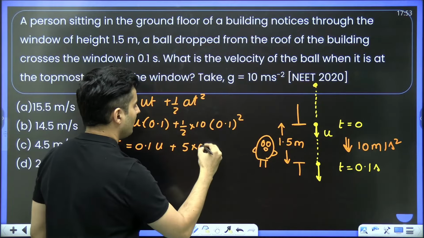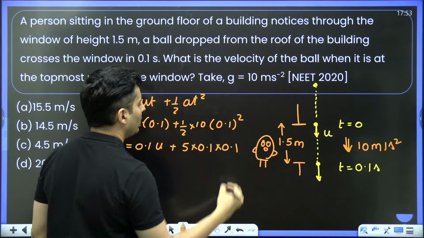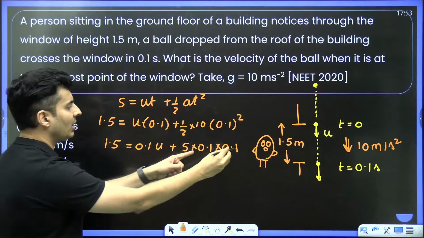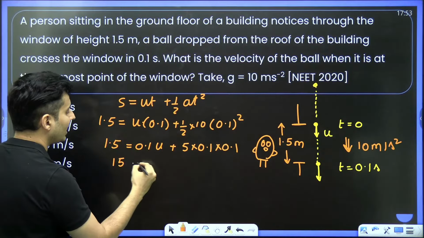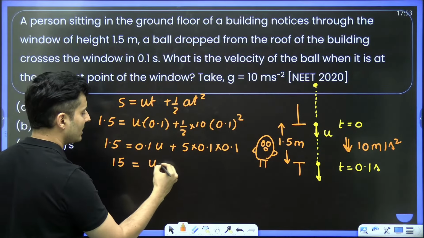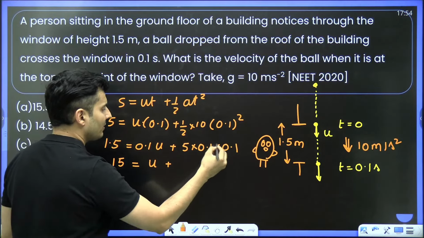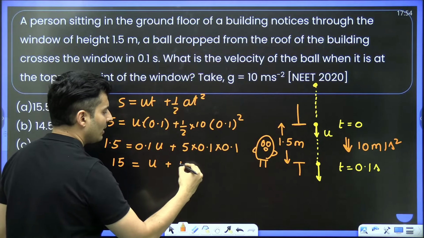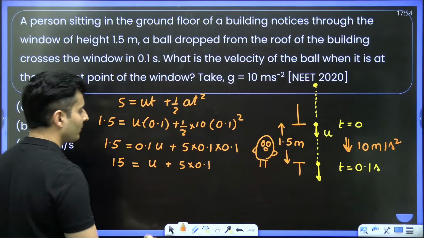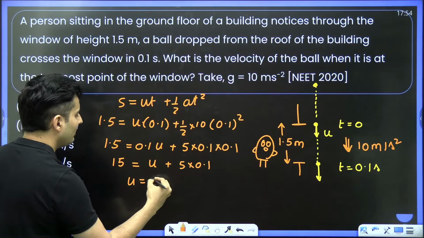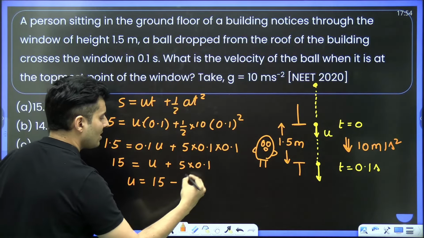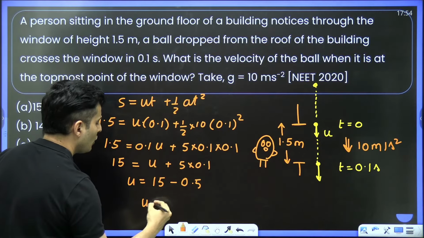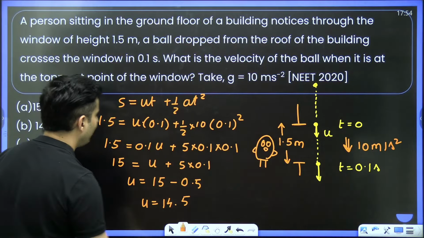Okay. So this will become 0.1 into 0.1. Now I can shift the decimal in all the sides. So it will become 15 is equal to, shift the decimal, it will just become u plus shift the decimal, it will just become 1. So it will become 5 into 0.1, which is 0.5. So u will be basically 15 minus 0.5. So u will be basically 14.5.